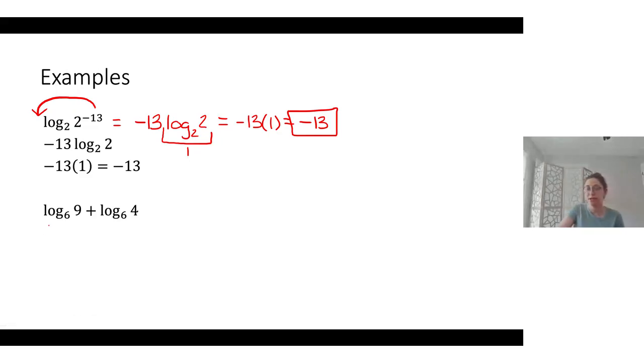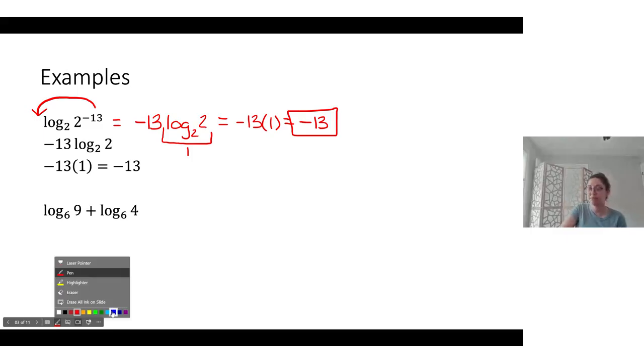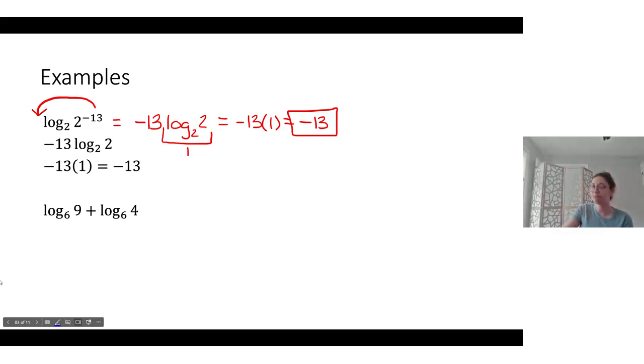Okay, next we're going to use our properties again. We have log base 6 of 9 plus log base 6 of 4. I'm asking, what can I raise 6 to a power of to get 9, or what can I raise 6 to a power of to get 4? And that is technically possible, but it's not going to be a whole number. It's not going to be an integer, right? Because 6 squared is already 36. That's too big.